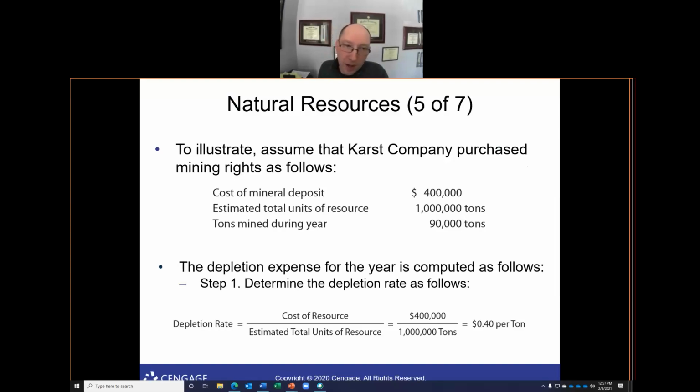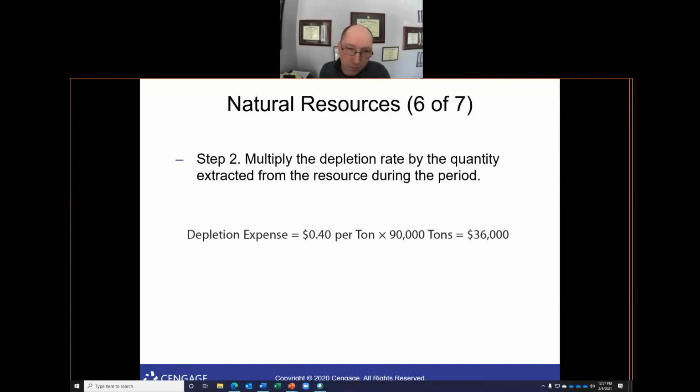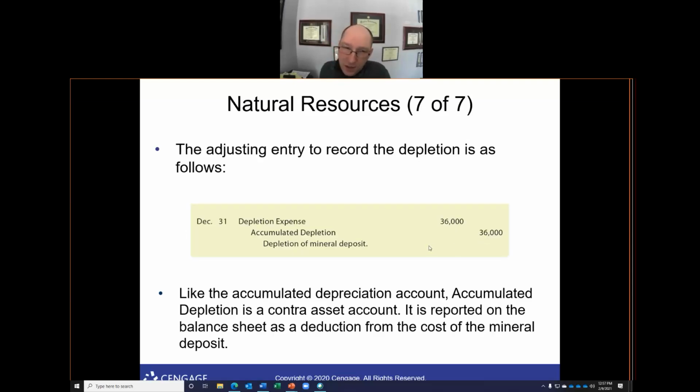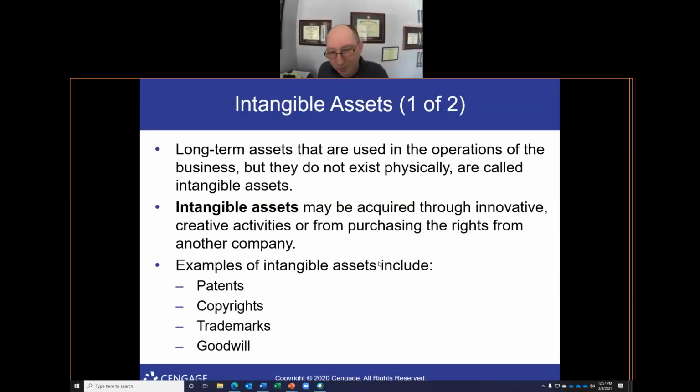So cost of the deposit, how much we estimate to get out of it, and the number of tons mined during the year. So cost of the resource 400,000 divided by a million tons that we expect to get out of the earth in total is 40 cents per ton. 40 cents per ton times the number of tons for that year gets you your depletion expense for the year. Again, very similar to other methods of depreciation. This is for natural resources. You don't have to worry too much about that.